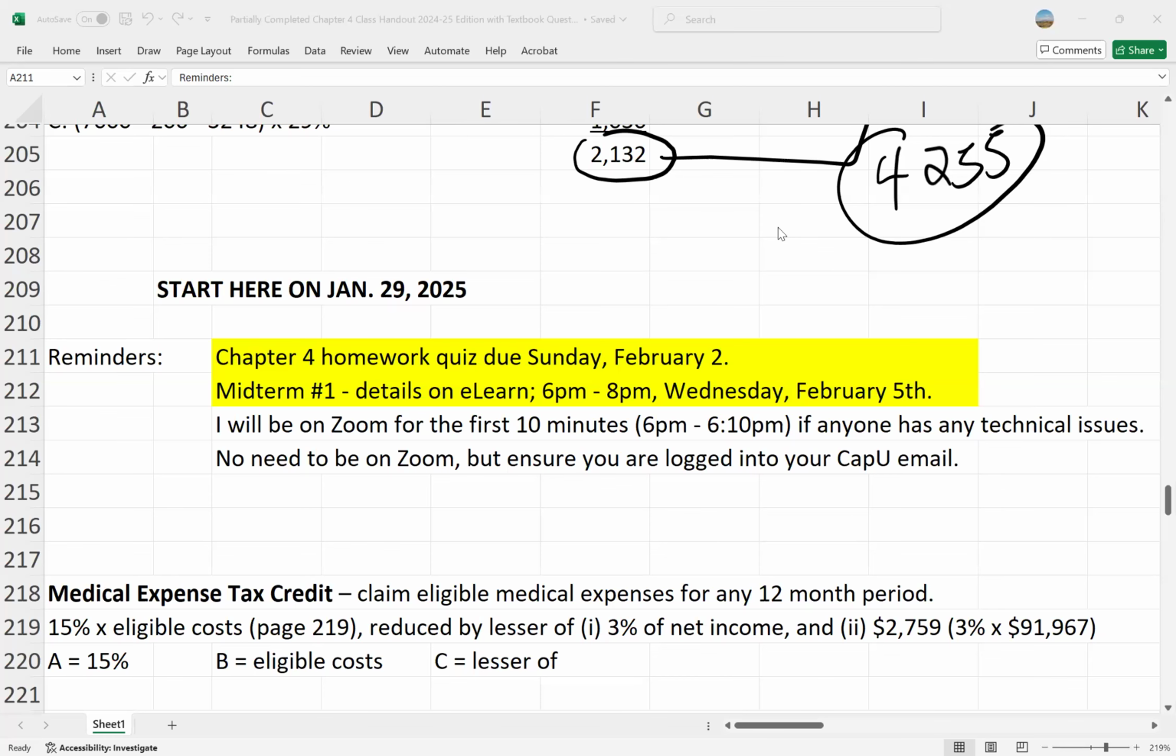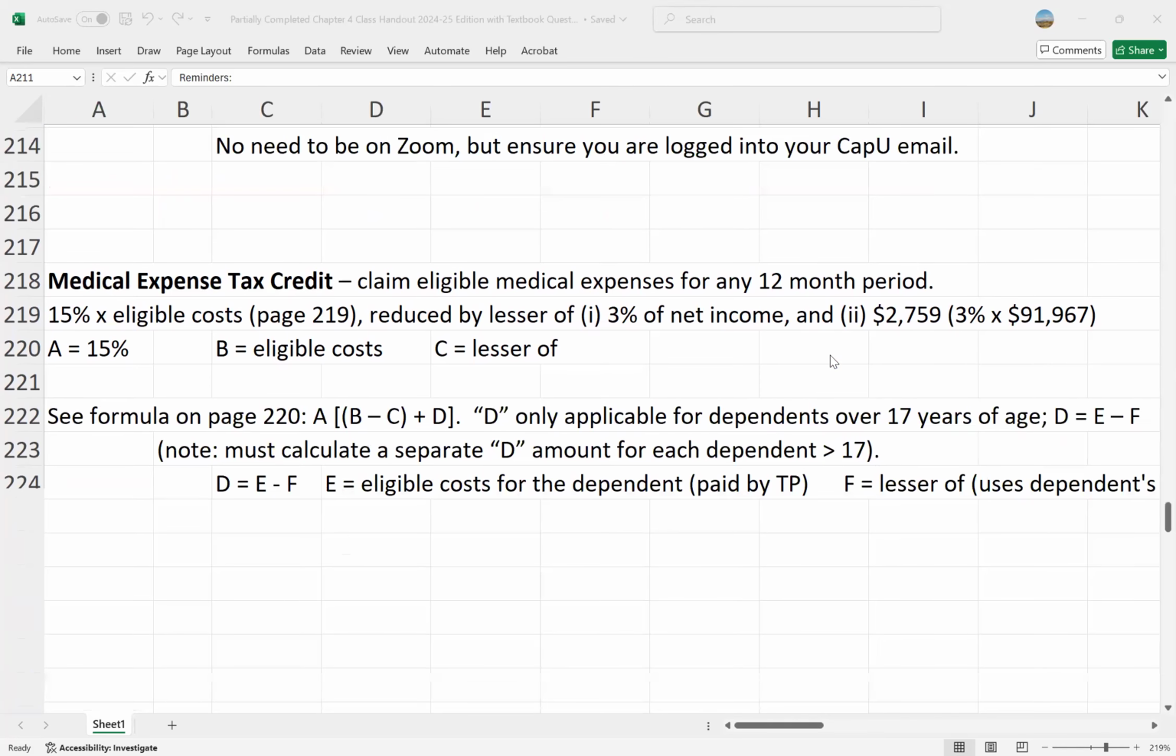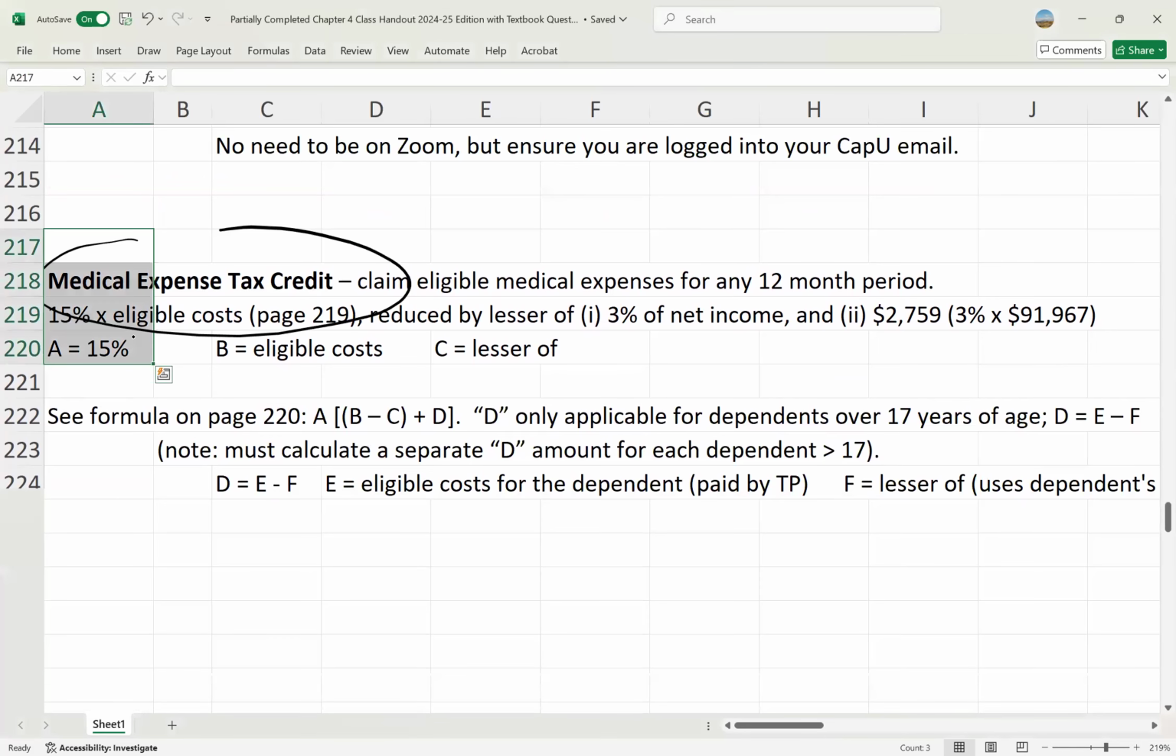So what we're going to do today is pick up from where we left off last week. Last week, we were focusing on the non-refundable tax credits. And the next one that we're going to look at is the one that deals with medical expenses. So the government says that if you pay for a lot of medical expenses for you, your spouse, your family members, then you'll get a tax credit.